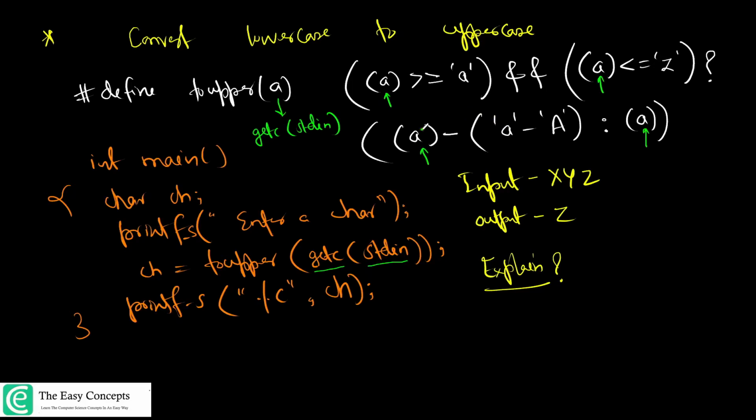So you can expand this macro. First, if it is greater than a, it will again check whether it is less than this or not. So two times it is executed, and one time it will be executed here. So maximum three times. But if the character is already out of this range, there will be short circuiting and it will be executed only once here. And then it will be printed.